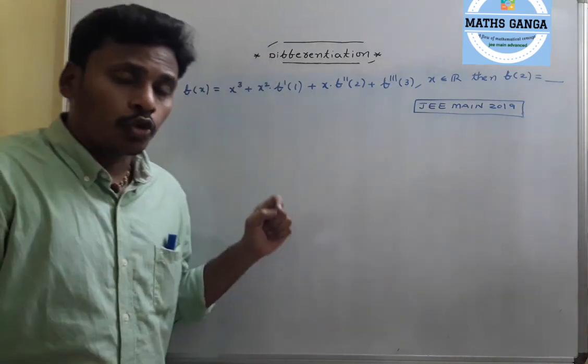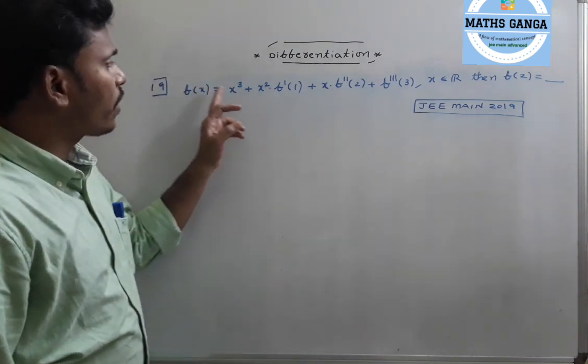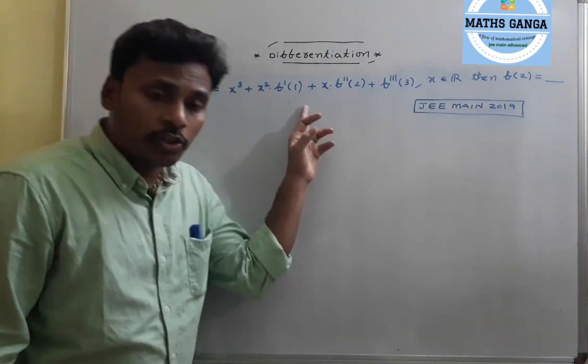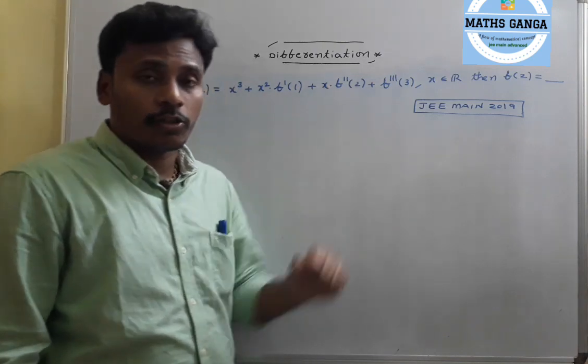This question was asked in JEE Main 2019 from differentiation. f of x is given as x cube plus x square into f dash of 1 plus x into f double dash of 2 plus f triple dash of 3.